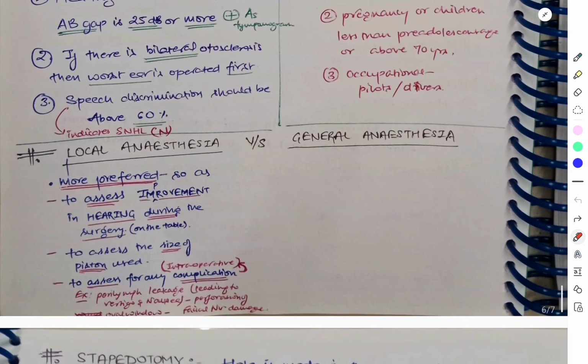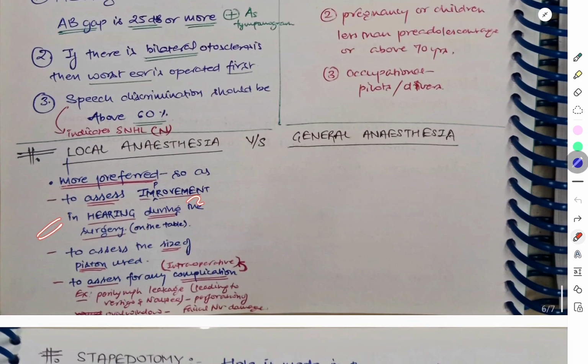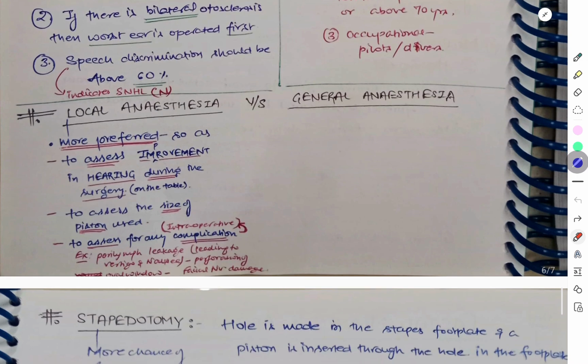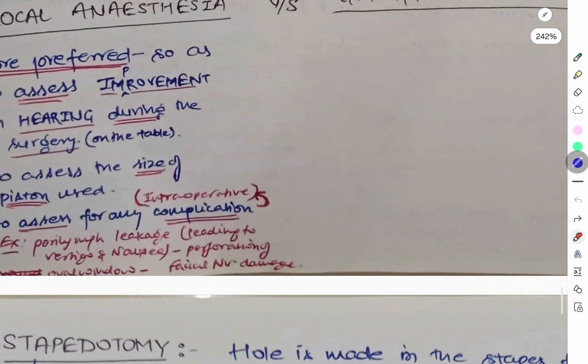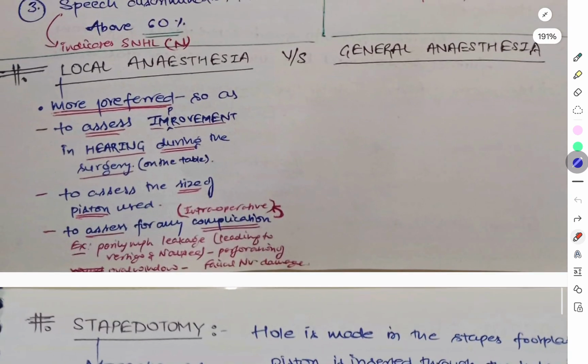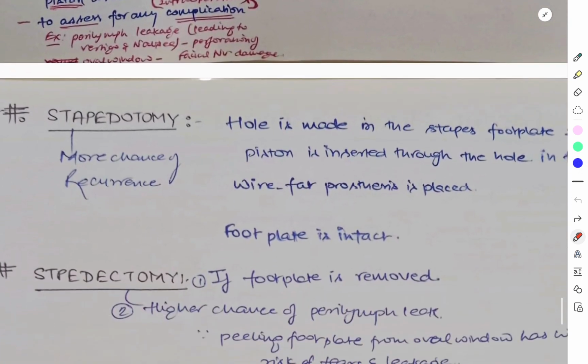We have to do it under local anesthesia. Why? Because we assess the improvement in hearing during the surgery itself. While the patient is on the table we can assess his hearing, so local anesthesia is preferred. It also helps to assess the size of the piston to be used and any intraoperative complications like perilymph leakage or facial nerve damage. So to assess complications on the table, we preferably go for local anesthesia.